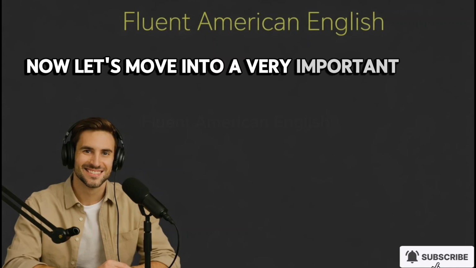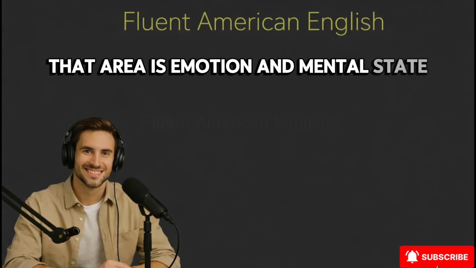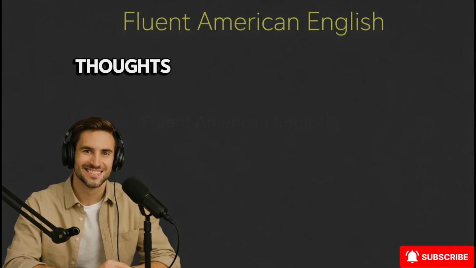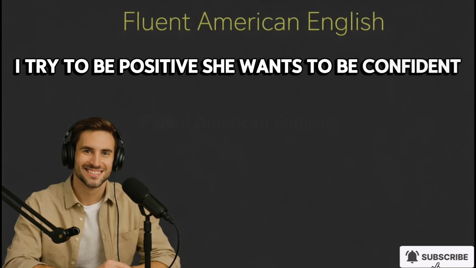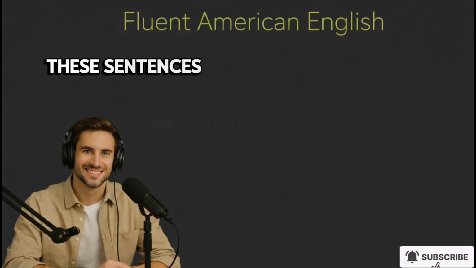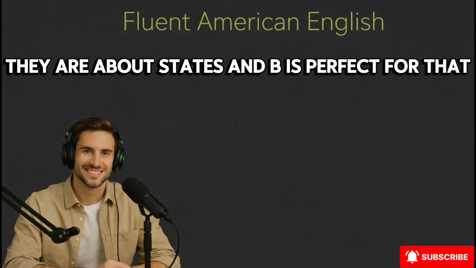Now let's move into a very important area where learners often get confused. That area is emotion and mental state. When you talk about feelings, thoughts, and mental conditions, be is used very often. I want to be calm. I try to be positive. She wants to be confident. He needs to be strong. These sentences are not about actions. They are about states. And be is perfect for that.